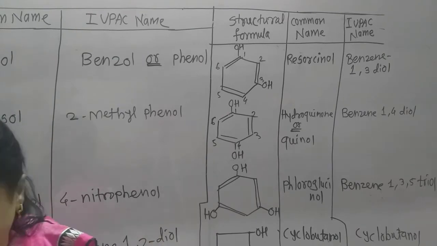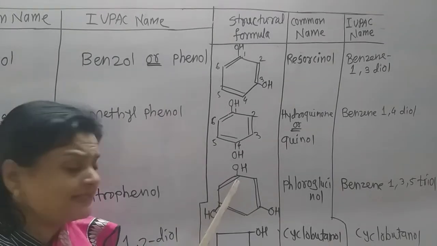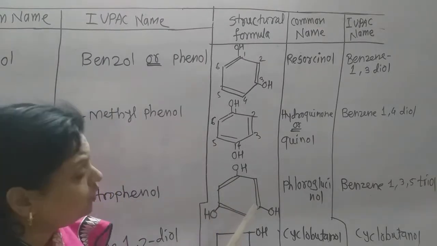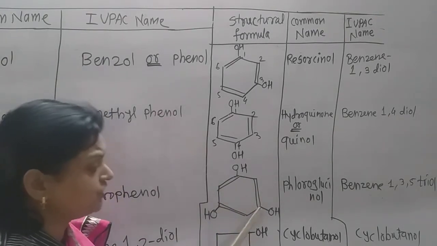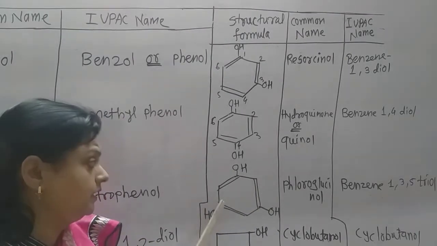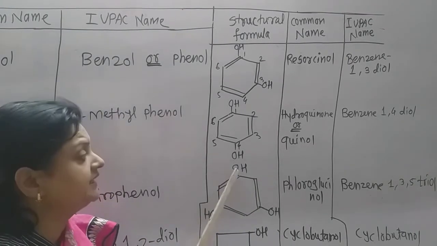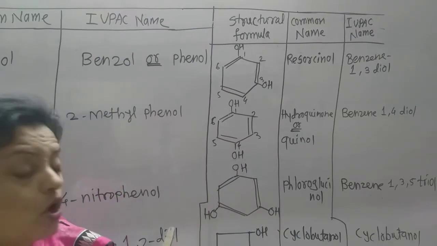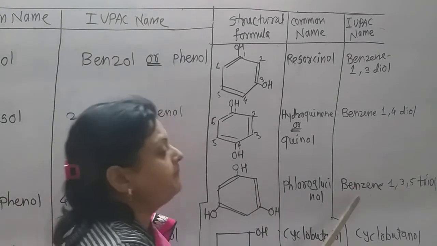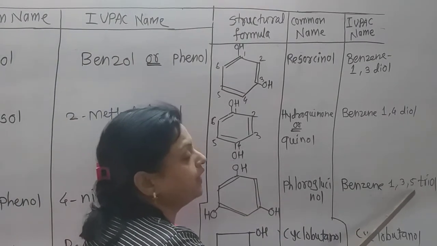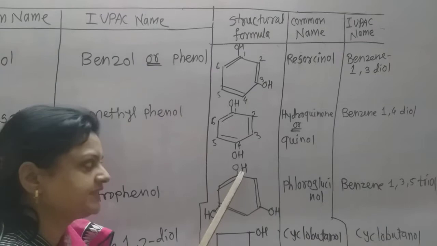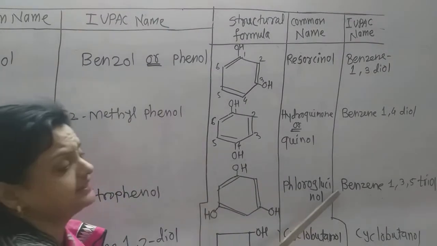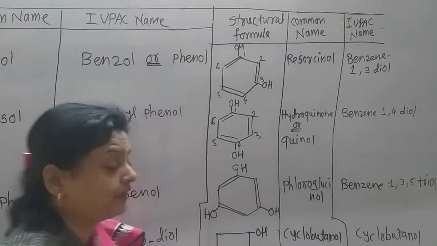And if we give the numbering from this side, then 1, 2, 3, 4, 5, 6. Now first position, third position and fifth position of the hydrogens are replaced by these three OH groups. So the IUPAC name of this phenol is benzene 1,3,5-triol, because numbering is given from this side, 1, 2, 3, 4, 5, 6. So it is the benzene 1,3,5-triol.